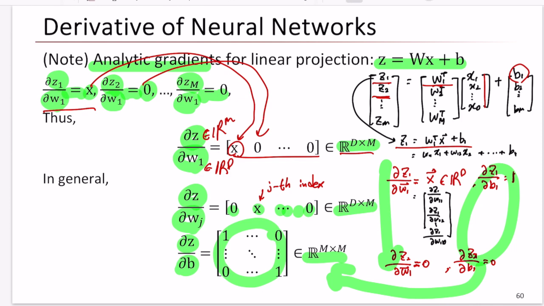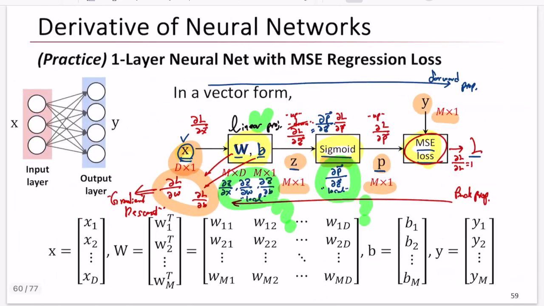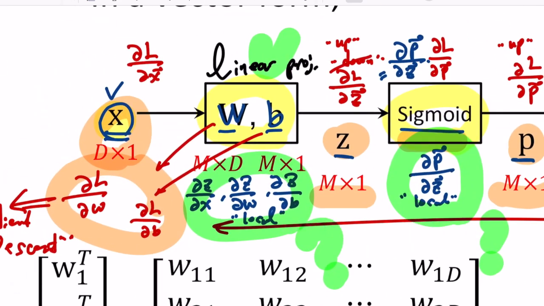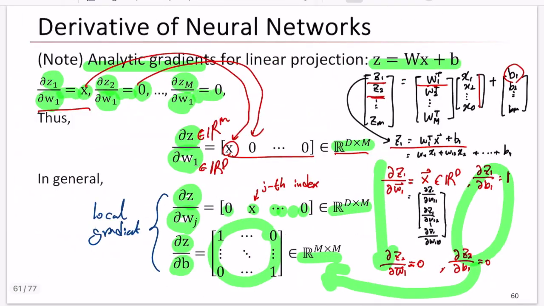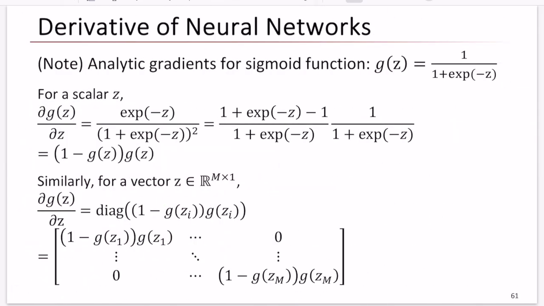So this is the local gradient for the linear layer. It's very easy, right? From now on, let's move to the local gradient for the sigmoid function.